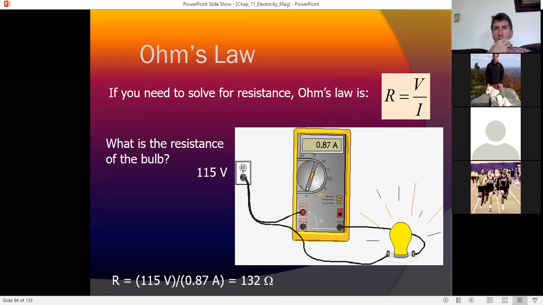Okay, so this is interesting. Smaller appliances tend to have more resistance. Smaller appliances need less current to operate them, so their internal resistance is going to be greater. Bigger appliances, like an electric oven, are going to have a really low resistance. So when I plug it in, I get a very high current out of it.